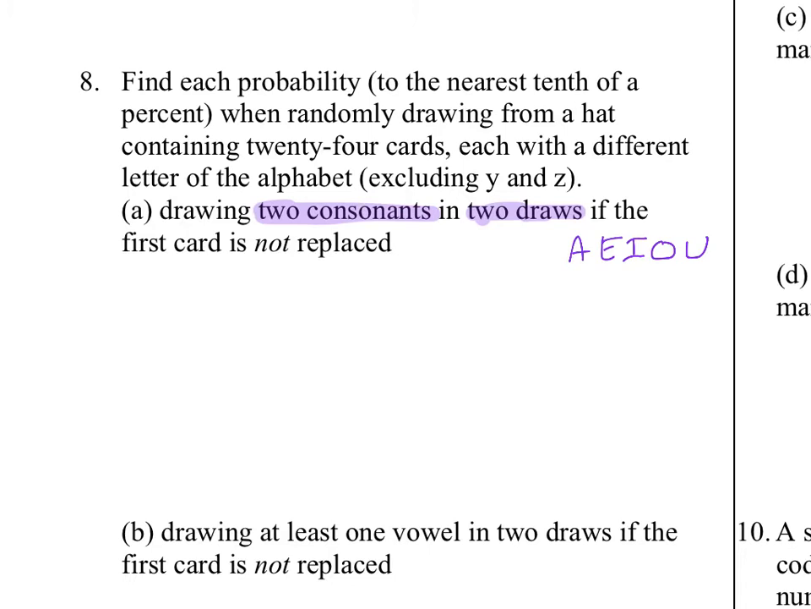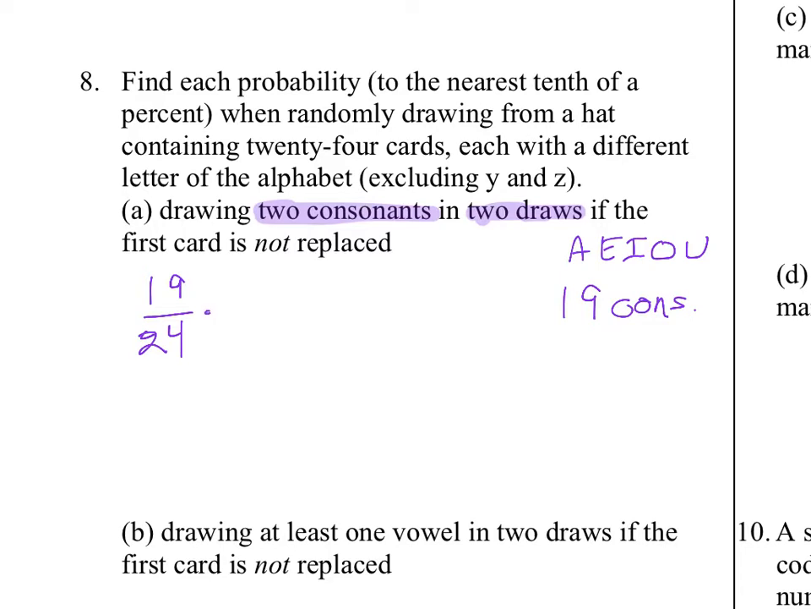24 cards. So we're going to have 19 consonants. I'm not going to write it all out. Okay, 19. So the probability on the first draw is this, of drawing a consonant.